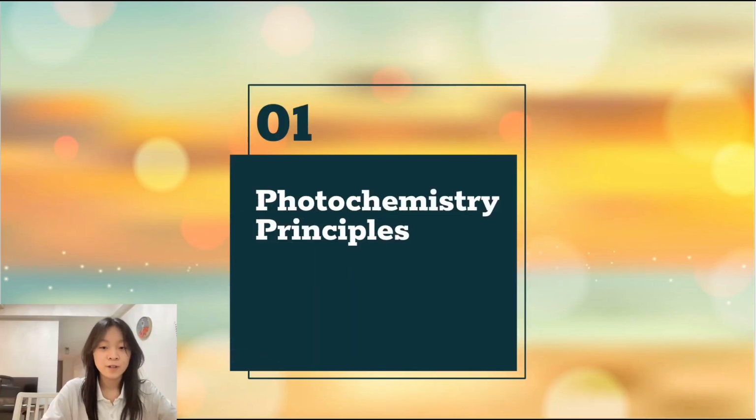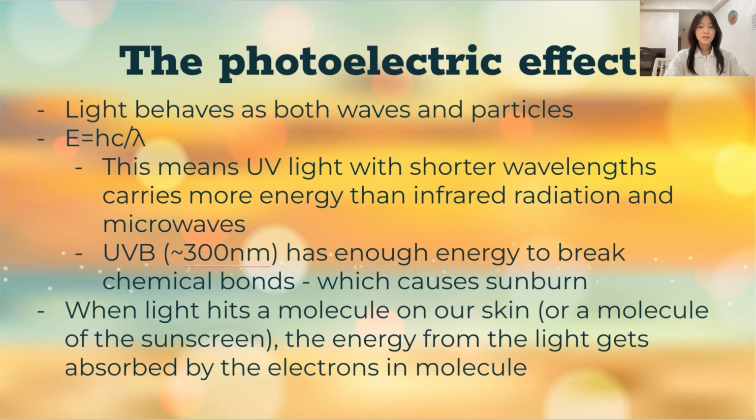So let's talk about some photochemistry principles. Earlier from AP Chem, we know that light can behave as both waves and particles, and the energy of waves can be represented by hc over lambda. This inverse relationship between energy and wavelength means that UV light with shorter wavelengths carries more energy than other radiation with longer wavelengths, like infrared radiation or microwaves. Specifically, UVB radiation with around 300 nanometers wavelength has enough energy to break chemical bonds, and this is what causes sunburn. So when the light hits a molecule on our skin or a molecule of the sunscreen, the energy from the light gets absorbed by the electrons in the molecule.